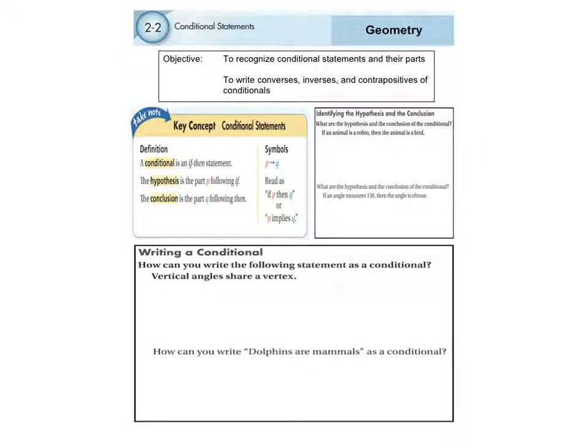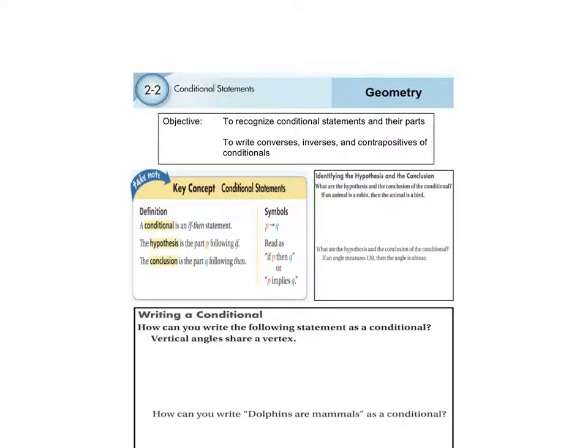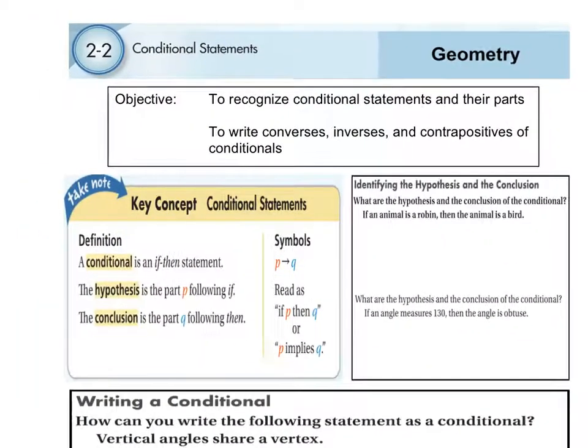Section 2.2, conditional statements. Here we're going to be talking about the objectives. The first objective is to recognize conditional statements and their parts. We talked about the vocabulary, what conditionals are. Remember, conditionals are if-then statements. And then we're going to be able to write converses, inverses, and contrapositives of conditionals.